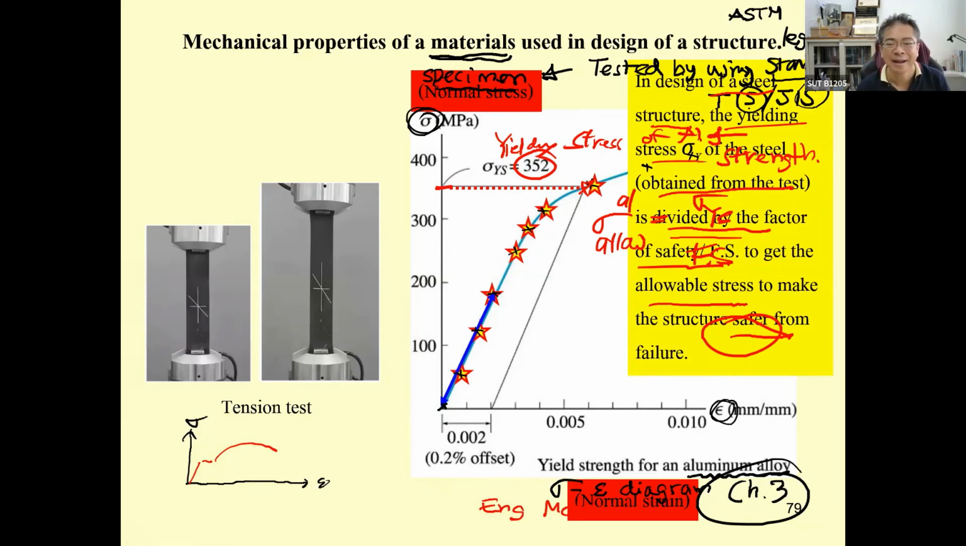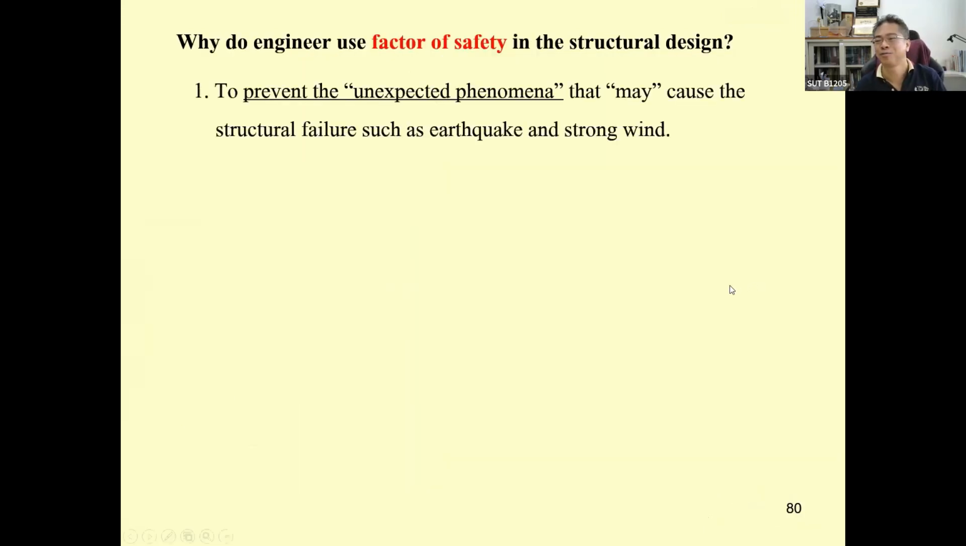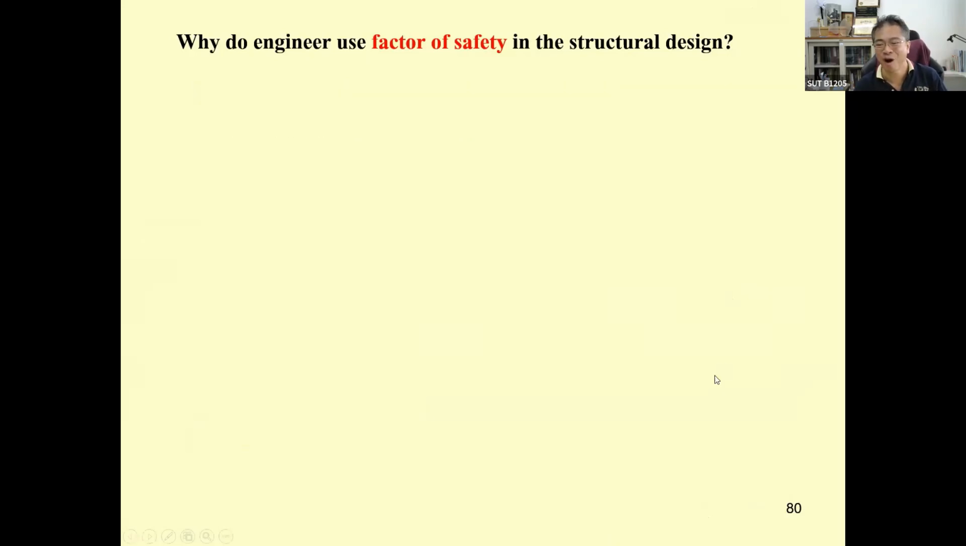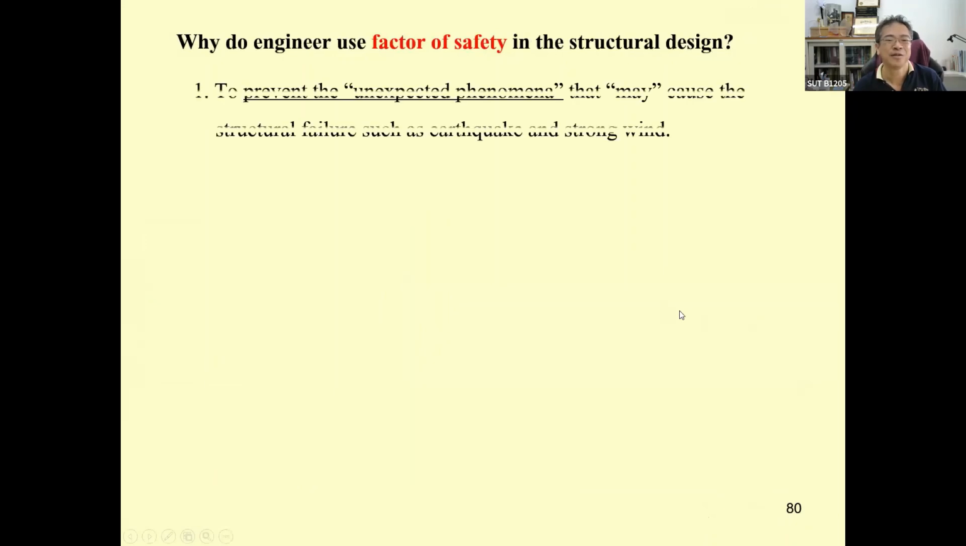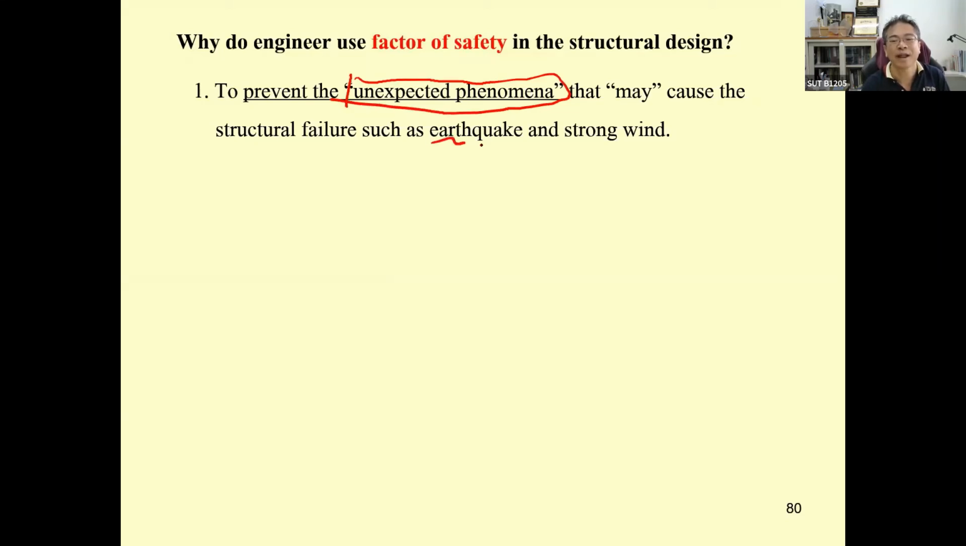And there are a number of reasons. What is so-called safer? Safer for what? Safer from unexpected phenomena such as earthquake, such as very strong typhoon wind.